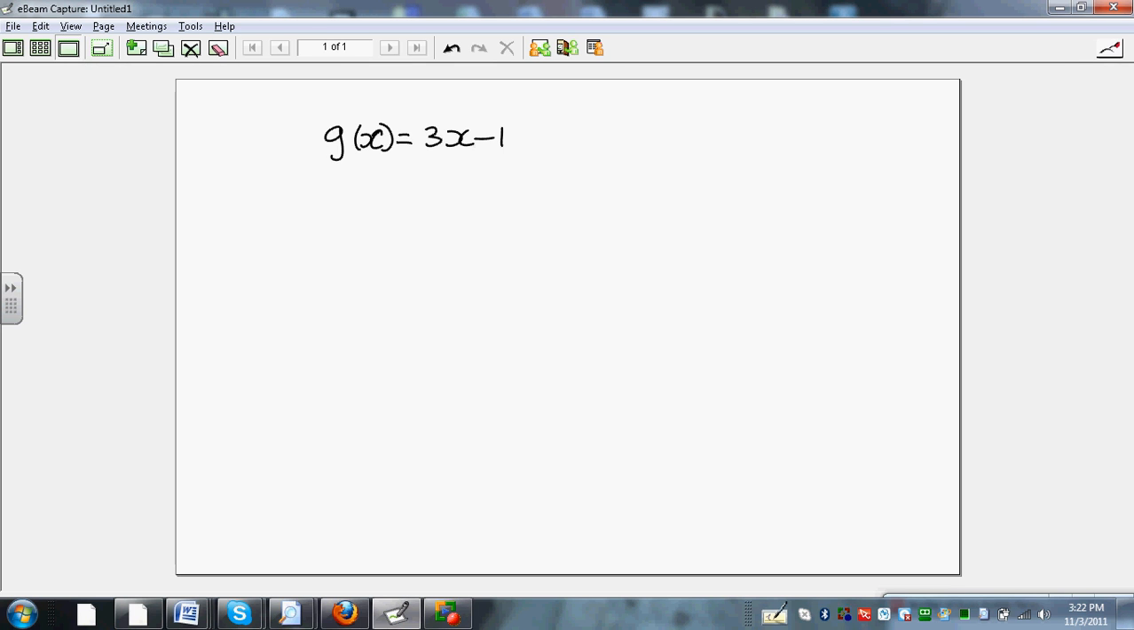Another way of writing that is like this: g such that x maps onto 3x minus 1. So you could write g of x in this way as well. If you go in the exam and you see them write it like that, you know it means the same thing.